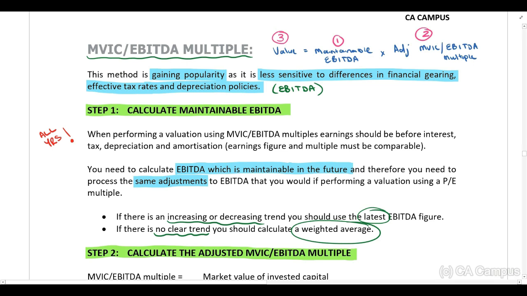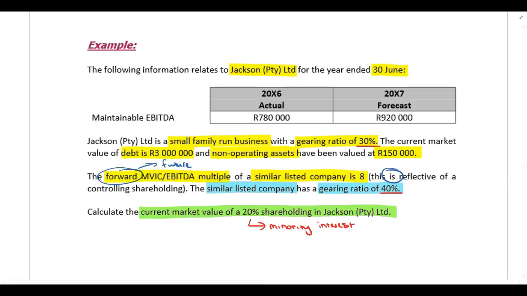Your earnings are now obviously earnings before interest, tax, depreciation, and amortization. That is the only difference in your calculation. So let's perform step 1 for the example that I provided you with. We've got 2 years of information. We've got the actual for 20x6 and we have forecast information for 20x7.